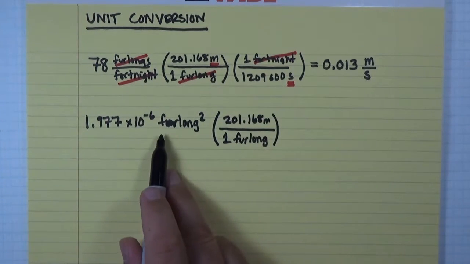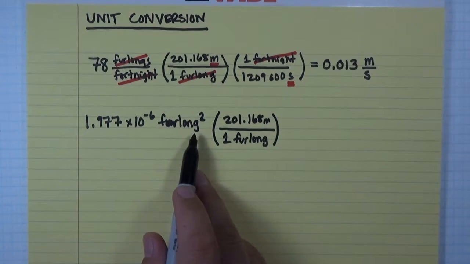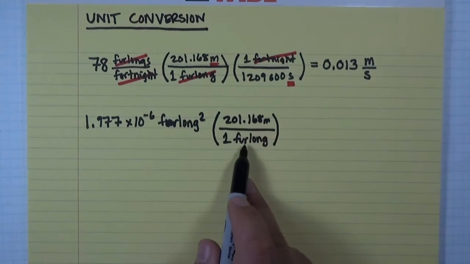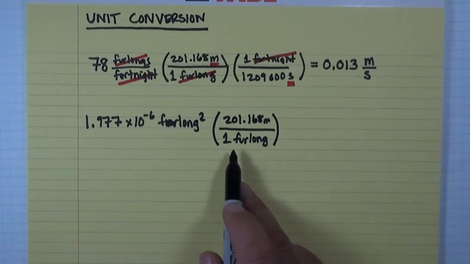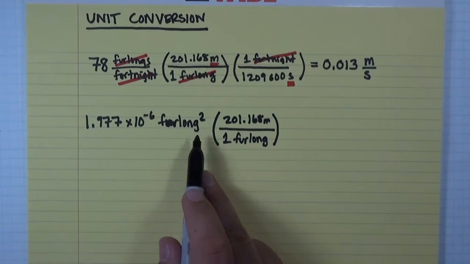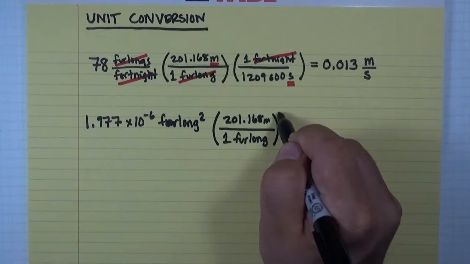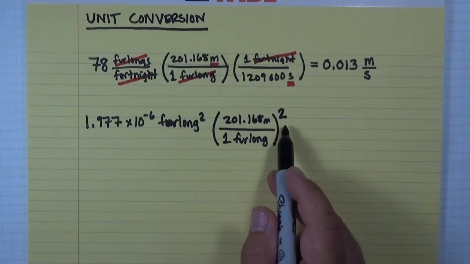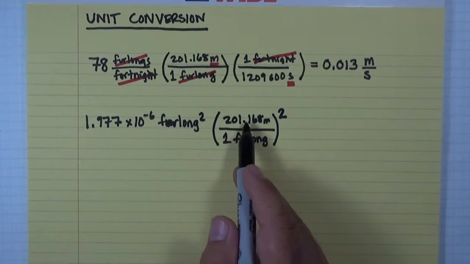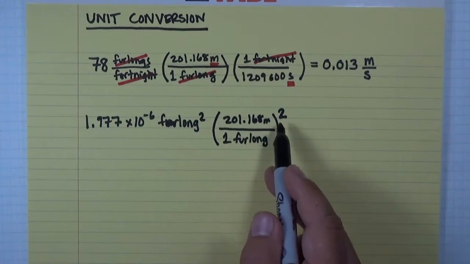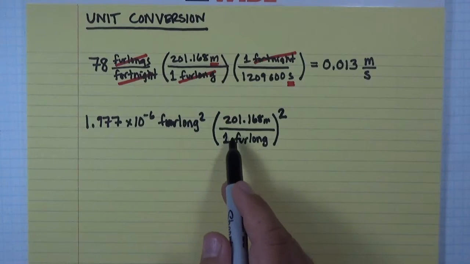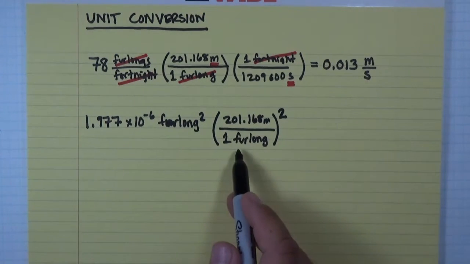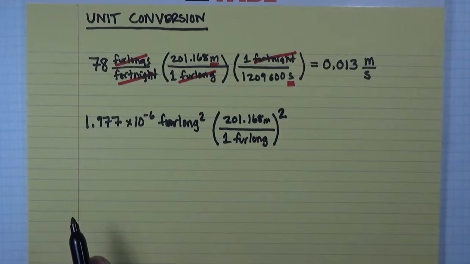Okay, but I have furlongs squared. So I have to get rid of furlongs once, and then I have to get rid of furlongs again. So I could multiply by this factor a second time, and then the furlongs would cancel both of these furlongs, or, to be more efficient, I will simply square that conversion factor. Okay, so if I were to expand this all out, that would square the numerator, so it'd be 201 squared, whatever it is, meters squared, over 1 squared, which is 1, furlong squared, and the furlong squared would cancel exactly as I need it to.